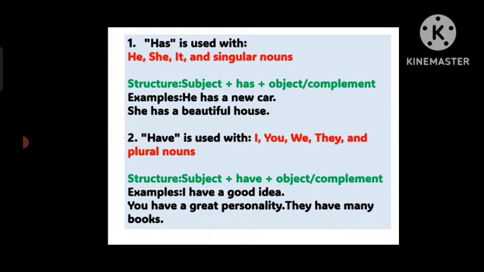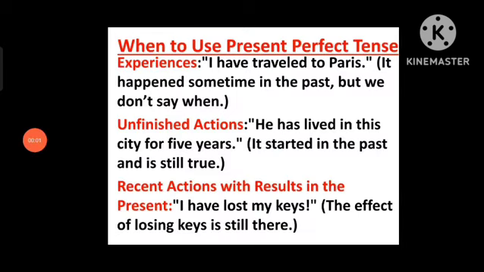Next, have is used with I, you, we, they and plural nouns. Structure: subject plus have plus object. Examples: I have a good idea. You have a great personality. They have many books.